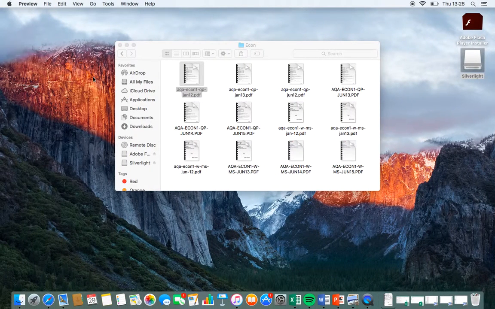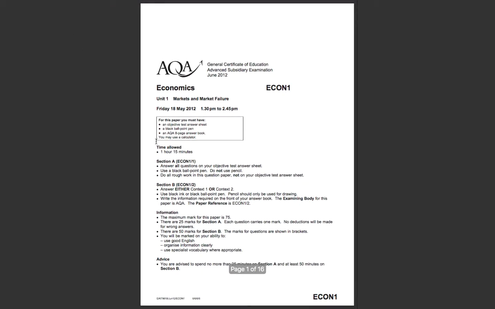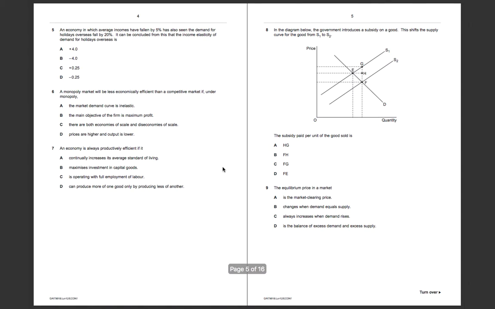Right, that's January 2012's paper. Now we're going to go to June 2012. And let's start by looking at question 7. So question 7. An economy is always productively efficient if it, again, we've just looked at productive efficiency, so hopefully we understand that concept of maximizing output with the resources available.